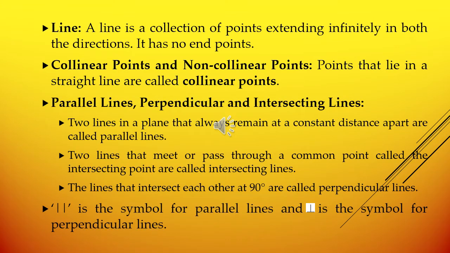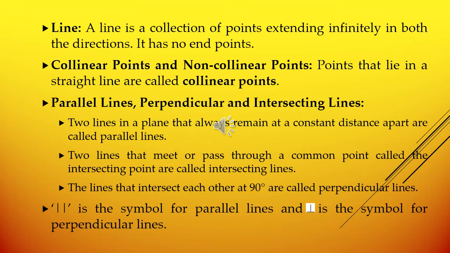Next concept is of line. A line has no endpoint. It can be extended in both the directions infinitely. Then comes our collinear points and non-collinear points. Points that lie in a straight line are called collinear points, and the points which do not lie in a straight line are called non-collinear points.